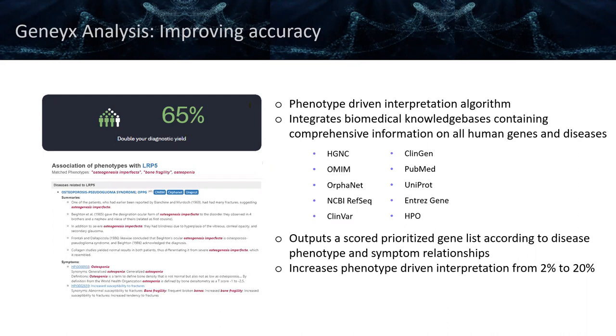And so for a clinical geneticist or an expert, we provide you with a consolidated view of the information. If you wanted to deep dive a little further, we provide actionable hyperlinks where you can go in and read those publications. But the nice feature about this too is it outputs a score prioritized gene list according to that phenotype and symptom relationship. And through integrating this type of algorithm, we've really been able to increase the phenotype-driven interpretation from 2 to 20%. So it's a pretty significant increase and allows us to increase your diagnostic yield.